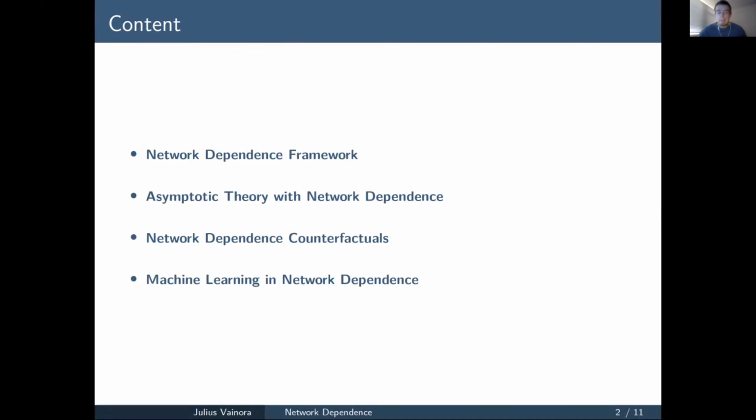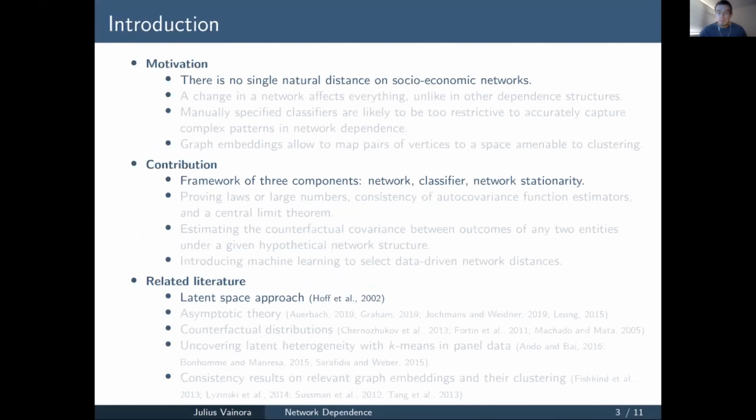counterfactuals. And lastly, I will propose an idea how in practice we may be able to do better in a certain sense using machine learning. So let me start with this somewhat dense introductory slide that relates to all 4 aspects.